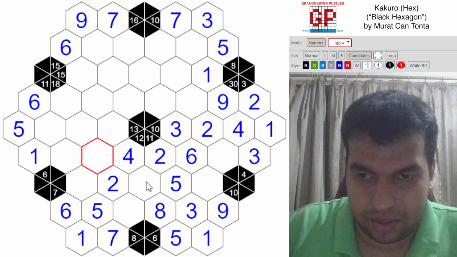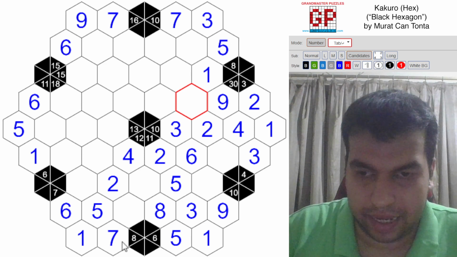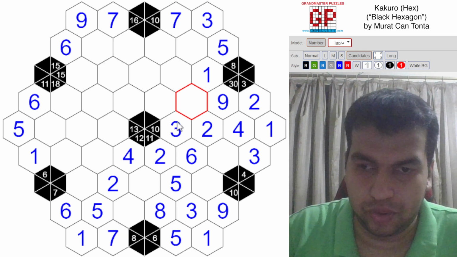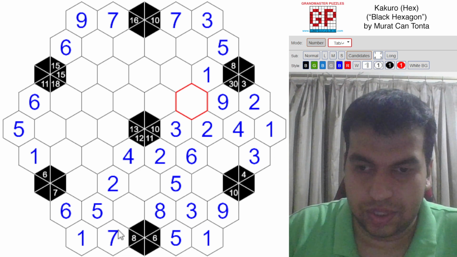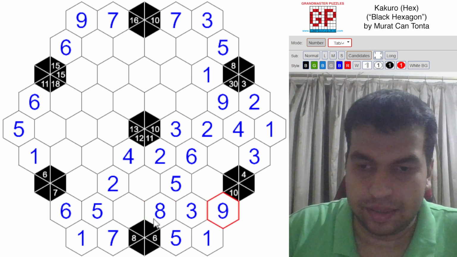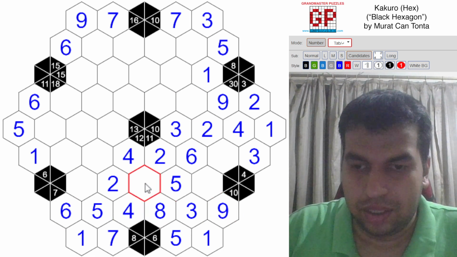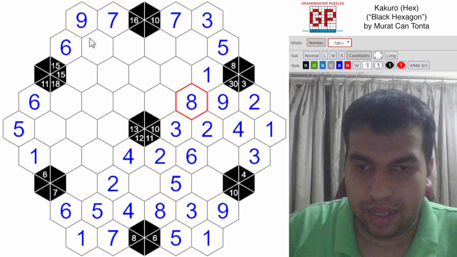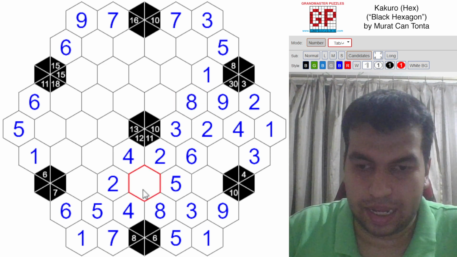Now we can look at this diagonal, which is almost the diagonal row. It's almost completed. So there's 1, 2, 3, 5, 7. So there's 4, 6, 8, and 9 remaining. Since 6, 8, and 9 are in this row, this will be a 4. And since 6 and 9 are in this row, this will be an 8. And 6 is looking at this cell again, so this will be a 9.